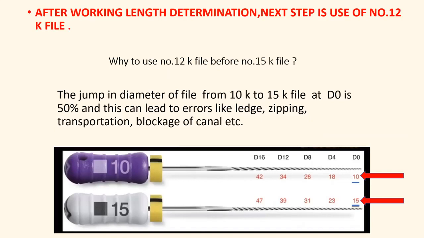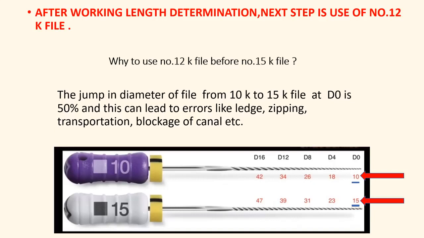After the working length is determined, the next step is the use of a number 12K file. Why use the number 12K file before the number 15K file? Because the jump in the diameter of the file from 10 to 15K at D0 is 50%, and this can lead to errors like ledge, zipping, transportation, blockage of canals, etc.